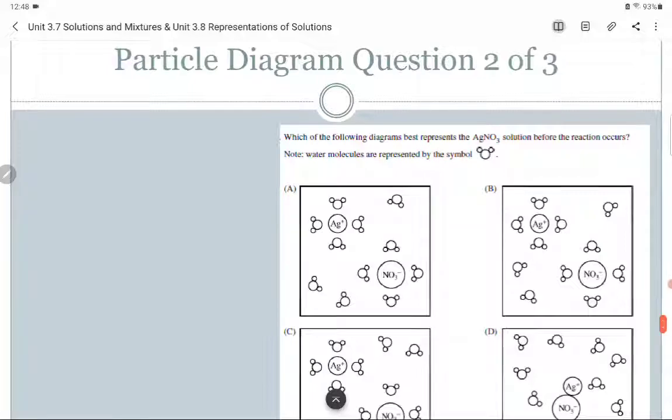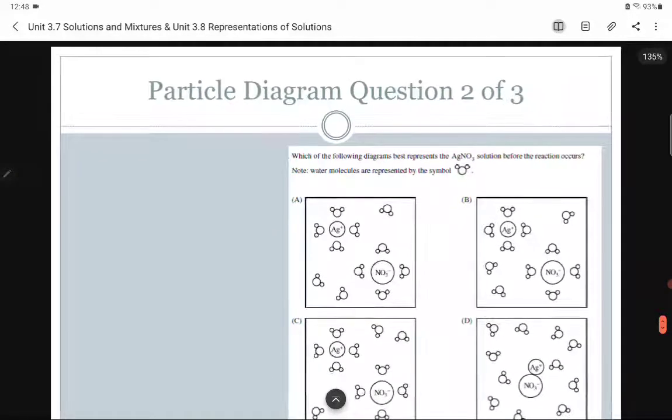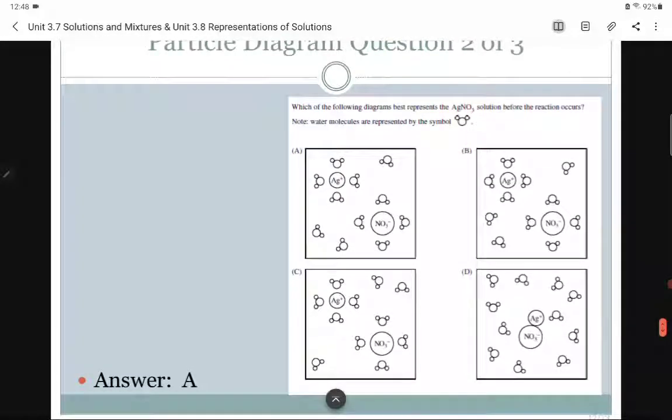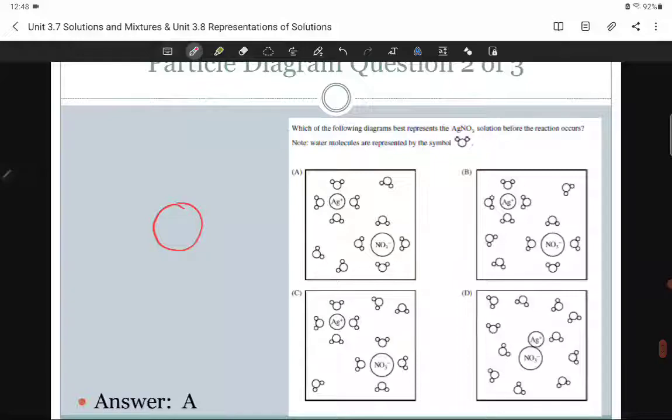I'm going to have to make that a little bit smaller so we can get that all in here. Okay, which of the following diagrams best represents silver nitrate solution? So let's look at water. Here's a little diagram of water. I kind of represented it as they're showing it.